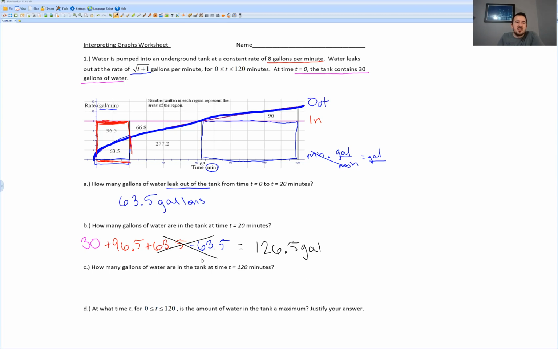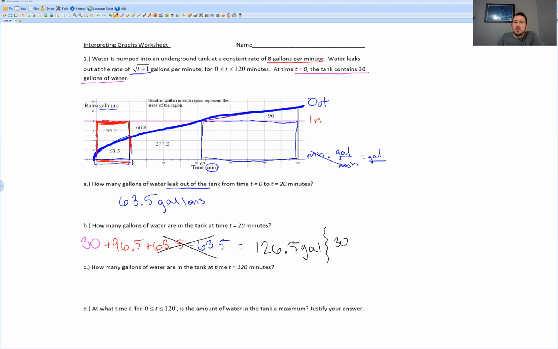Now, as I said, this isn't exactly how I would usually do this. What I would usually look at is, okay, we had 30 to start with. And then instead of factoring in everything that you gained and everything that you lost, I look at it as just overall, from the time 0 to 20, was there a net gain or a net loss? You know that based on whether or not the rate at which you're going in is larger or smaller than the rate at which water is going out.